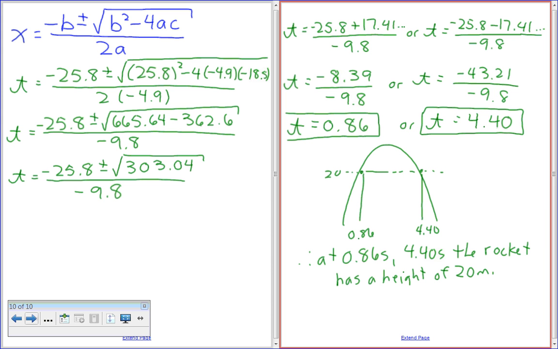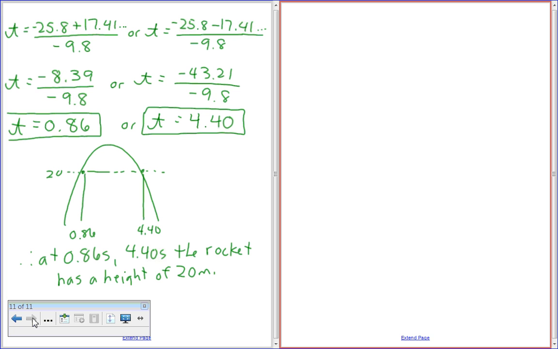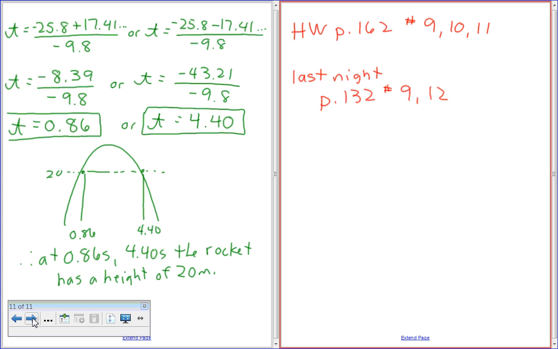Homework. It's going to be page 162, numbers 9, 10, 11. And last night's page 132, number 9 as well. 12 we did on the board, so that should be pretty easy to get done. From last night, if you didn't do it, okay, we'll do a double check on Monday.